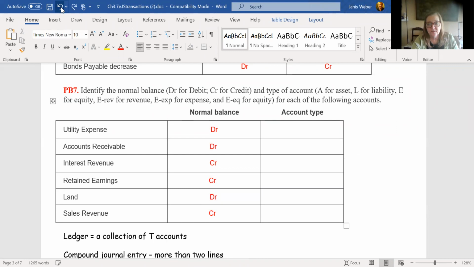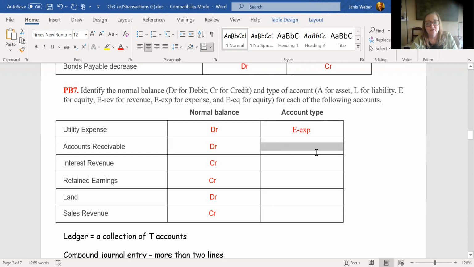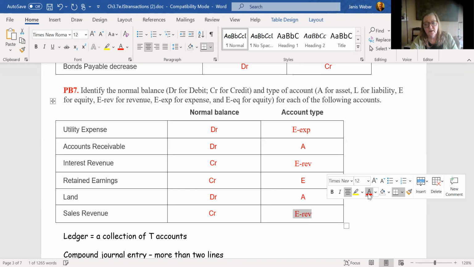Let's see, I got to get this to go away. There we go. What account type is utility expense? It's equity, but it's a revenue account. Equity, but an expense account, sorry. Accounts receivable is an asset account. Interest revenue is an equity, but it's revenue. Retained earnings is equity. Land is an asset account. Sales revenue is equity, revenue.